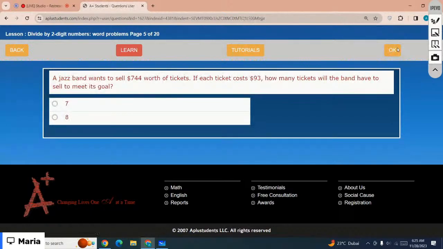A jazz band wants to sell $744 worth of tickets. If each ticket costs $93, how many tickets will the band have to sell to meet the goal? Which is the correct option?